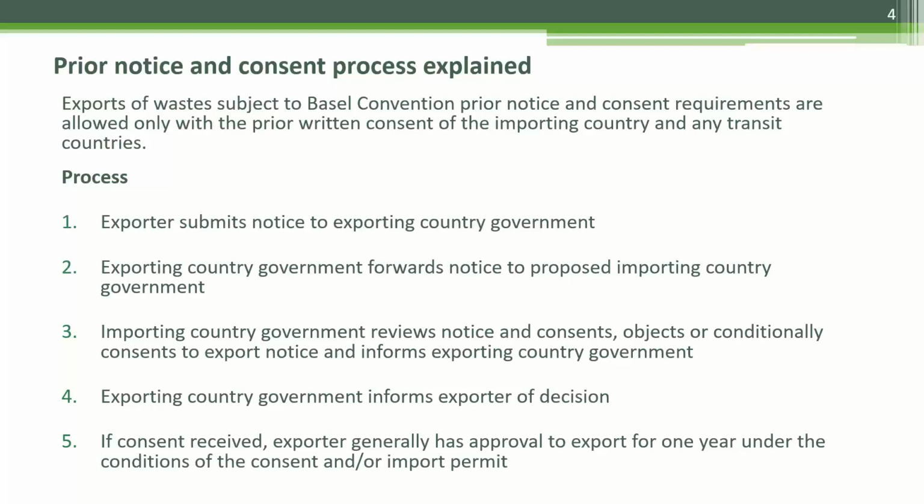So second, the exporting country government then forwards the notice to the proposed importing country government, who then reviews the notice and either consents, objects, or conditions consent to the export and informs the exporting country government. Four, the exporting country government then informs the exporter of the decision of the proposed importing country government, and if consent is received, that generally means that the exporter has approval to export the waste for up to a year under the conditions of the consent and or the import permit.